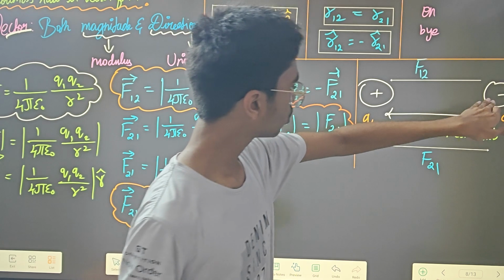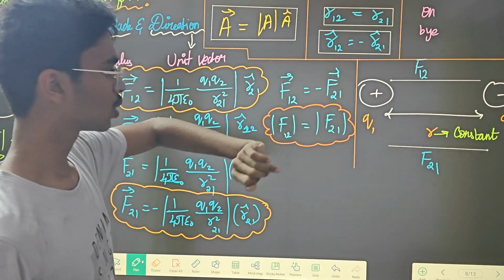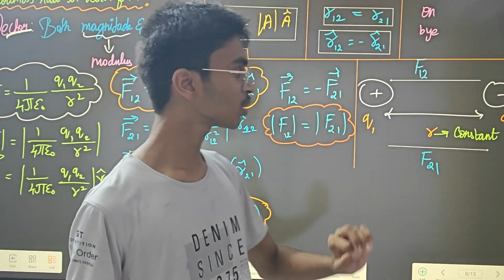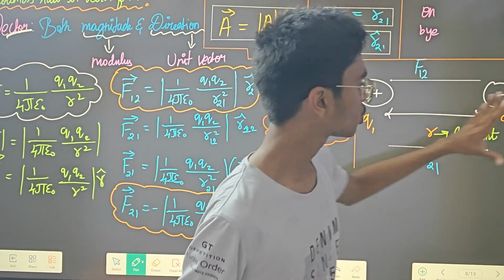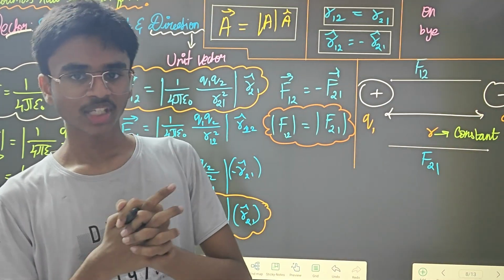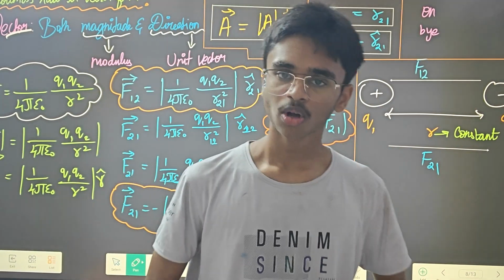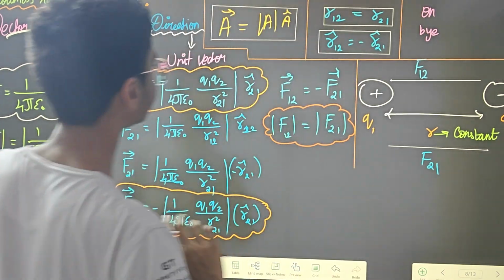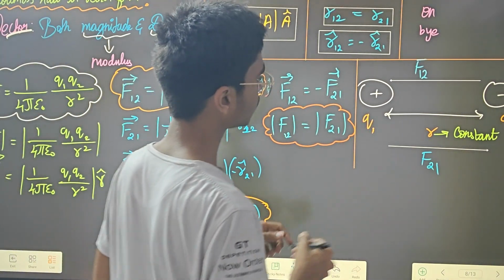So this Q2 will be applying some force on this Q1. Now we are taking it as an attractive force. So they both will be attracting each other, and the distance R is going to be constant. Okay, done.